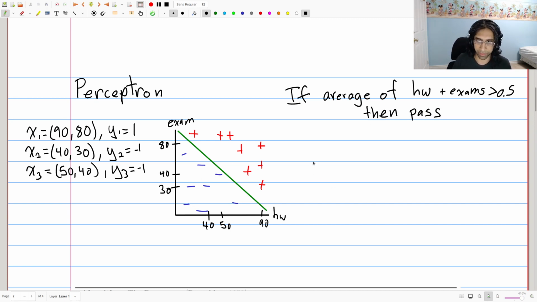Now let's write this a little bit differently. If the average of homework plus exams is greater than 0.5, so let's write that as follows: 0.5 times homework plus 0.5 times exam, and let's move this over to this side, minus 0.5 is greater than 0. If this is true, then pass.